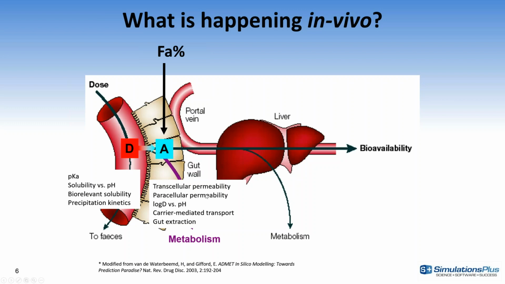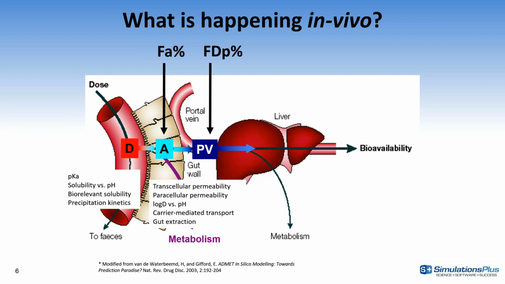Log D versus pH is important here because you're looking at absorption of the molecule and permeability into the gut wall, and it depends highly on the log D of the compound. We also look at carrier-mediated transport and gut extraction. So this is the metabolism in the gut. Once the compound goes through the gut wall, it will enter the portal vein, and this is termed the fraction delivered into the portal vein, or FDP. If FDP is less than FA, that means that metabolism is occurring in the gut wall.